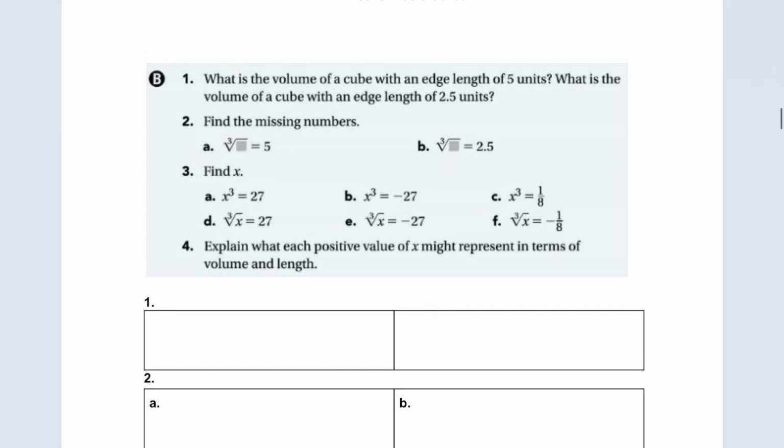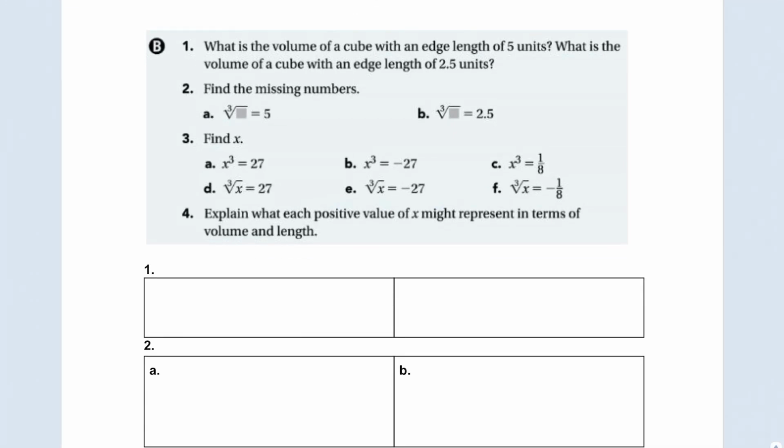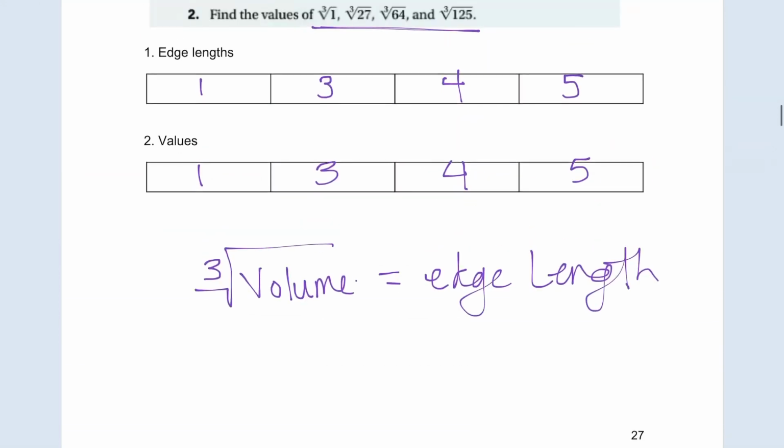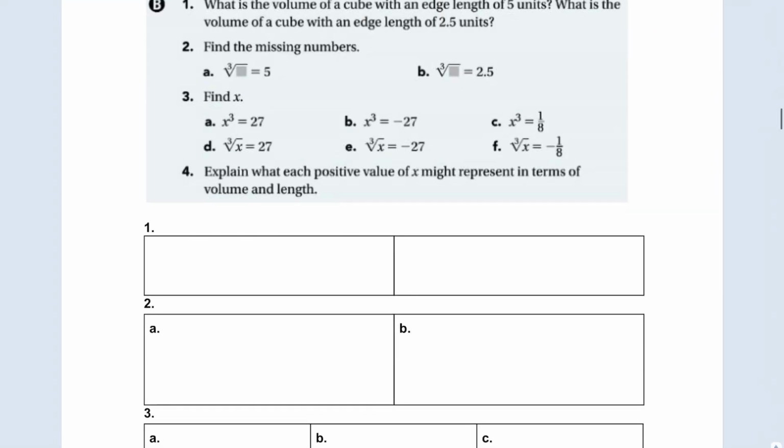Now, what is the volume of a cube with an edge length of 5 units? Remember, what we just wrote was we took the cube root of the volume to get the edge length. But now we want to work the other way. So if our edge length is 5, we're going to cube it to get the volume. And 5 times 5 times 5 gives me 125 cubic units.